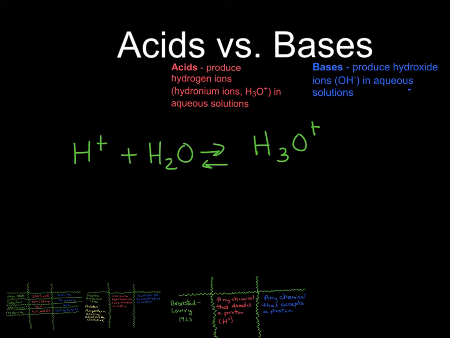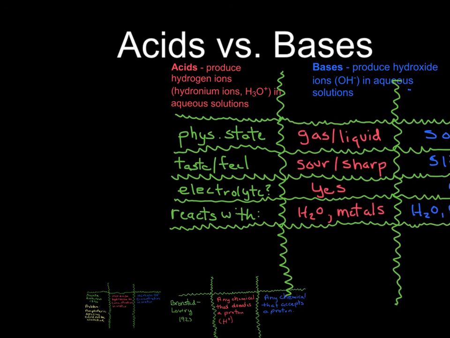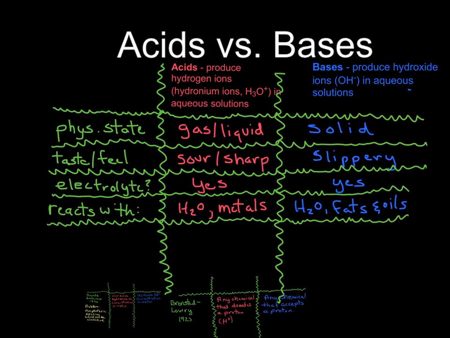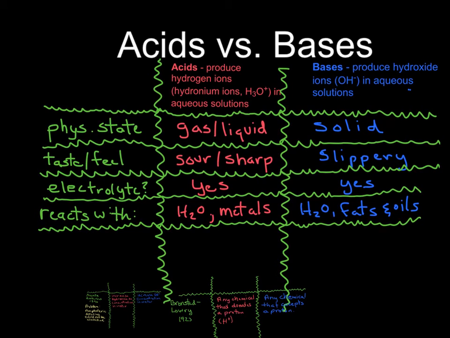Okay, bases, on the other hand, are compounds that produce hydroxide ions in aqueous solutions. Let's take a look at some properties that scientists have discovered about acids and bases over the years. You're going to have to copy this down under the tab of acids versus bases on your foldable. Go ahead and pause and write this stuff down real quick.